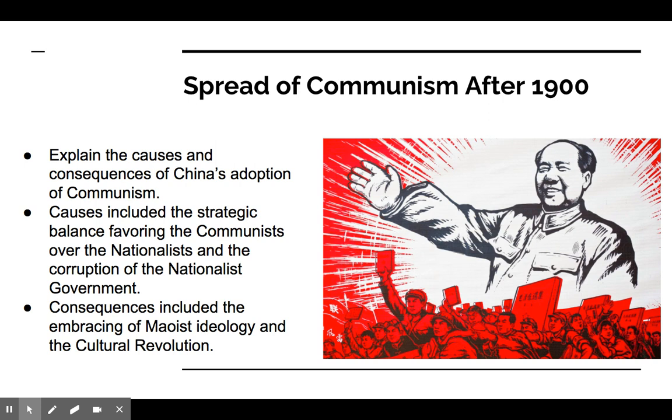Consequences included the embracing of Maoist ideology after the revolution, and the fact that the Cultural Revolution began, sort of an ideological purist form of communism. It was a youth movement in the 1960s that basically pushed back against any counter-communism movement that might have been afoot in China.